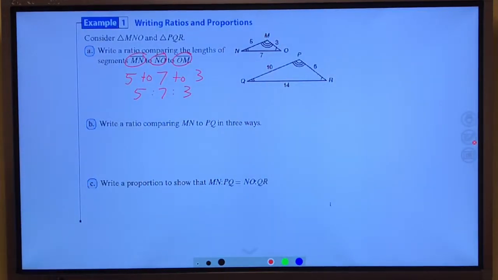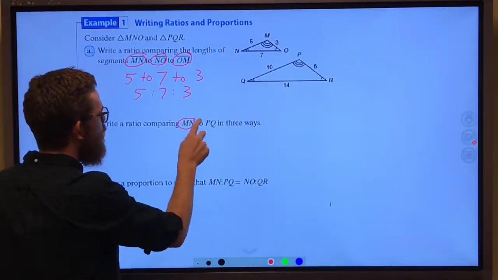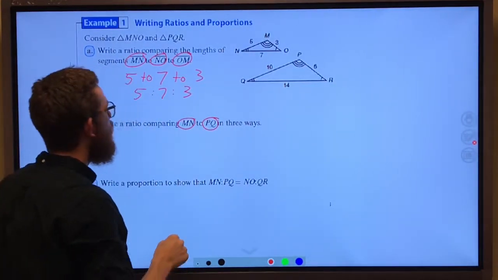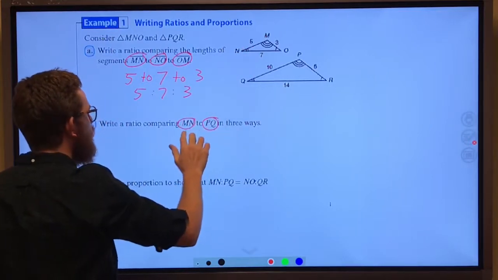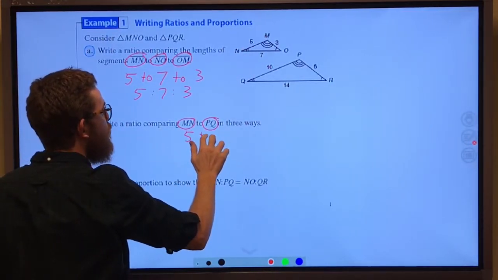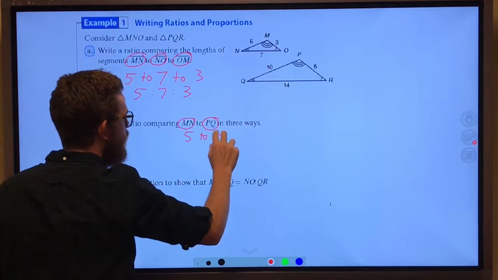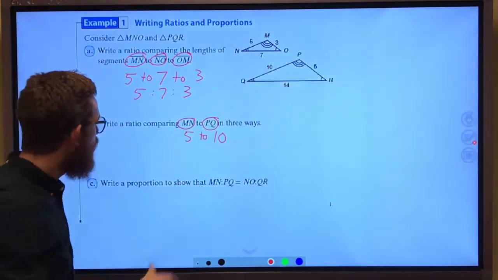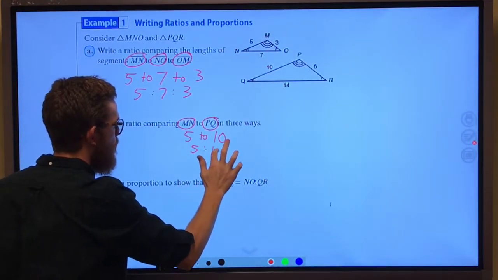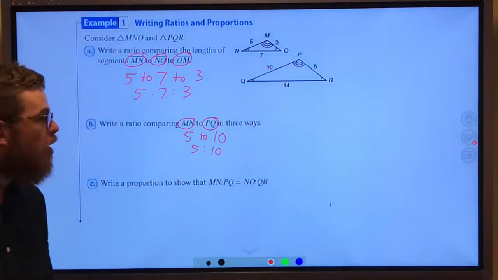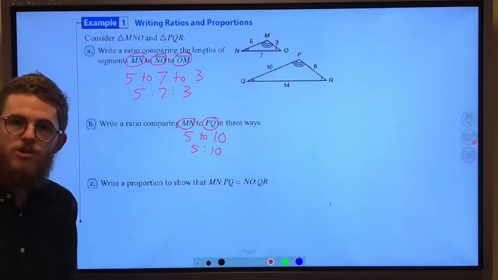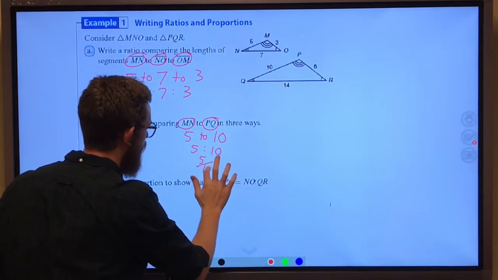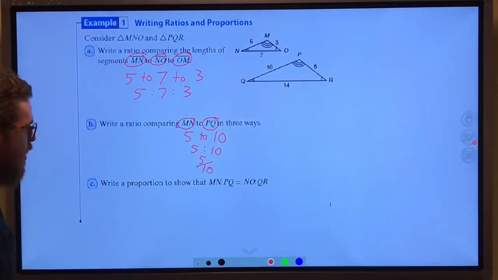It says write a ratio comparing MN to PQ in 3 ways. Well, the length of MN is 5 to the length of PQ, which is 10. 5 to 10, well, we could write it like that with the word to. We could write it with the colon like we did up here, or, because what is a ratio? It's really using that division, we could write this as 5 over 10. So there are 3 ways.